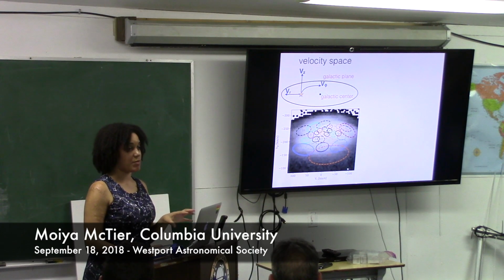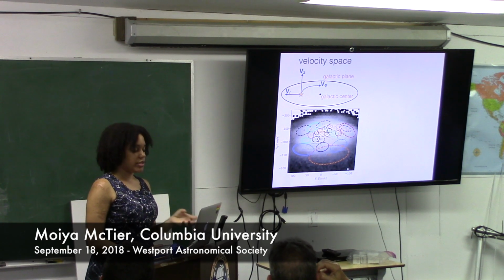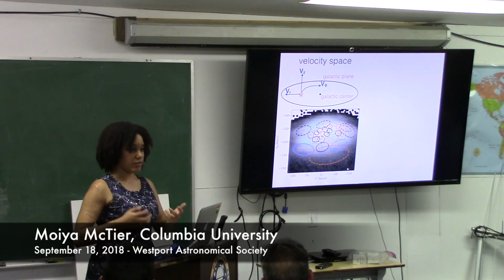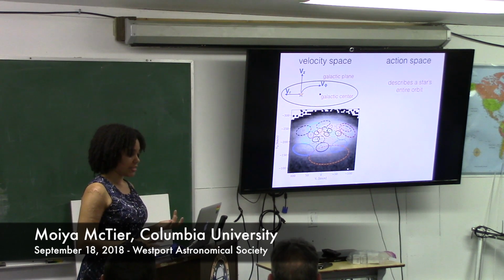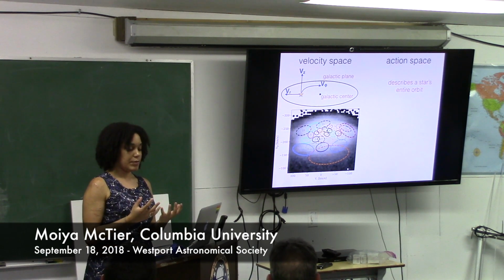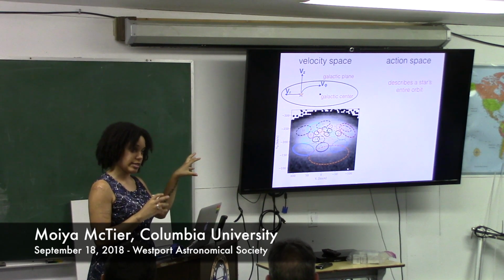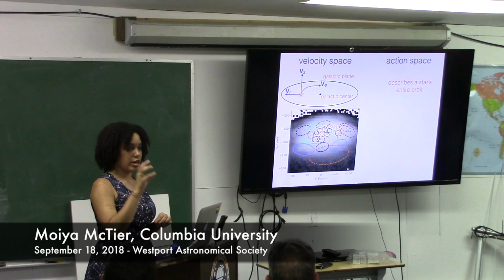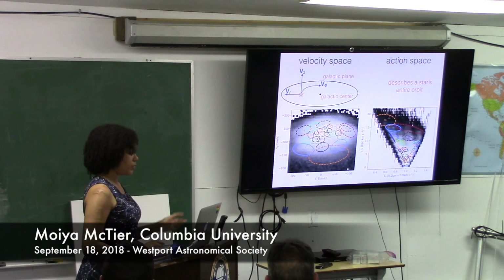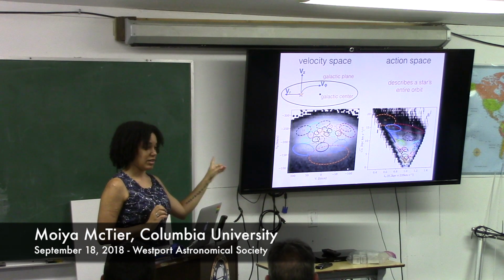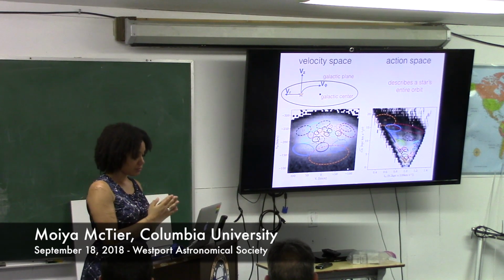This is historically how people have defined moving groups, but this year someone looked at this and thought, what if we didn't find groups in velocity space? What if we found them in action space? And so action space describes the star's entire orbit instead of just describing a snapshot of the star's motion, which is what velocity space does. And so this is actually a more accurate picture of how a star moves over time. And what I did was take all of the moving groups that I found in velocity space, and I just translated them over into action space.